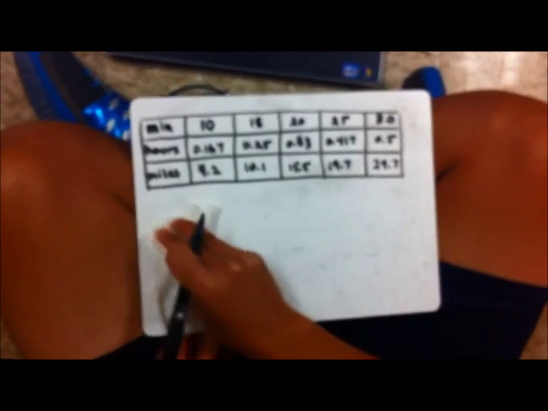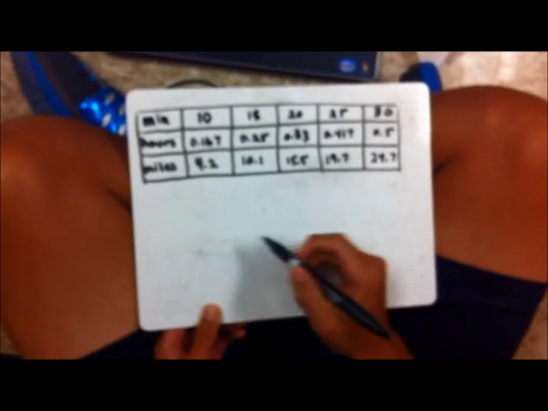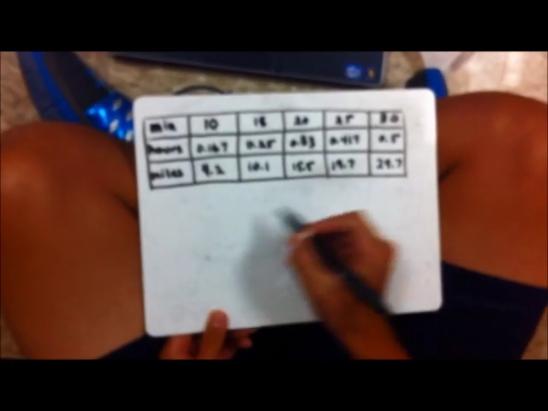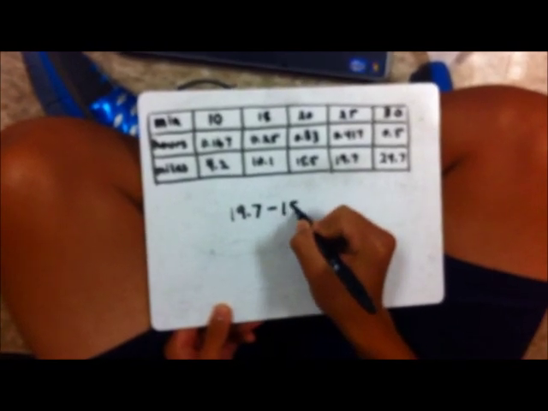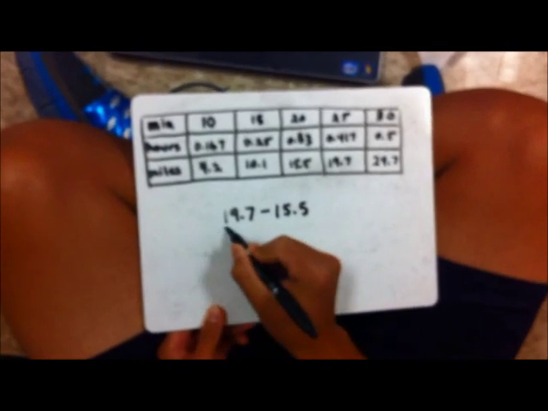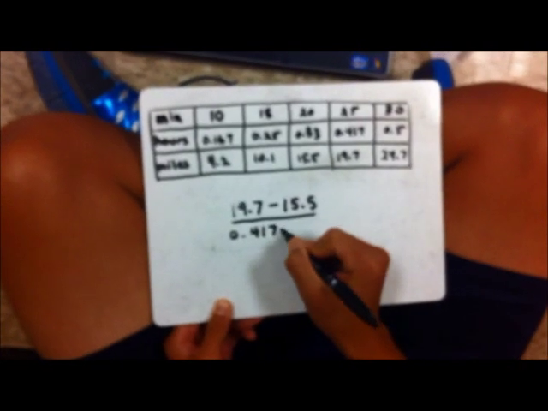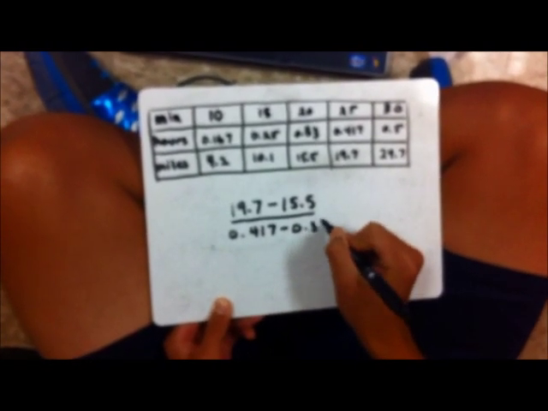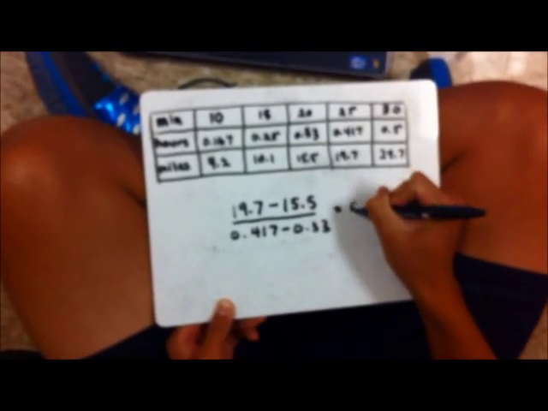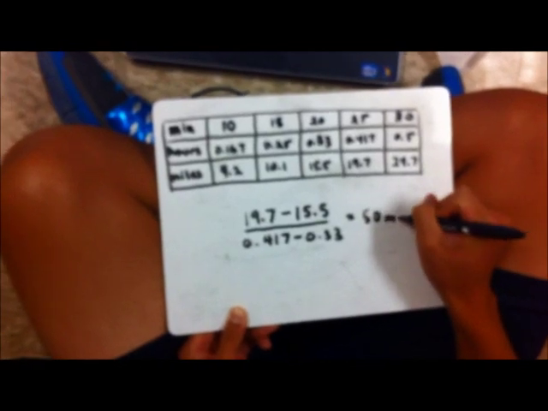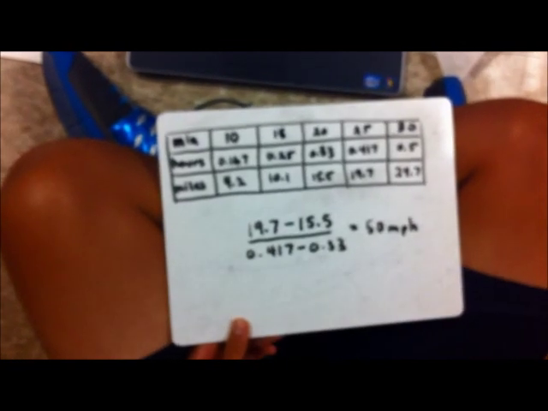is find the slope between these 2 points. So what we do is, since we want miles per hour, we have 19.7 minus 15.5 divided by 0.417 minus 0.33. This gives us an estimation of like 50 miles per hour. That's your rate of change for that one.